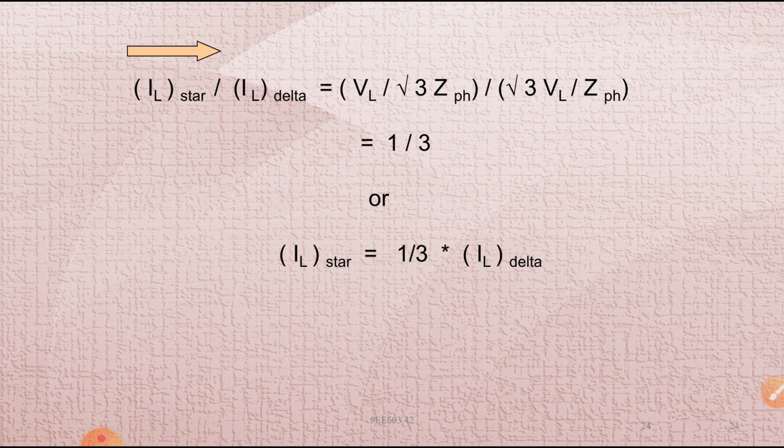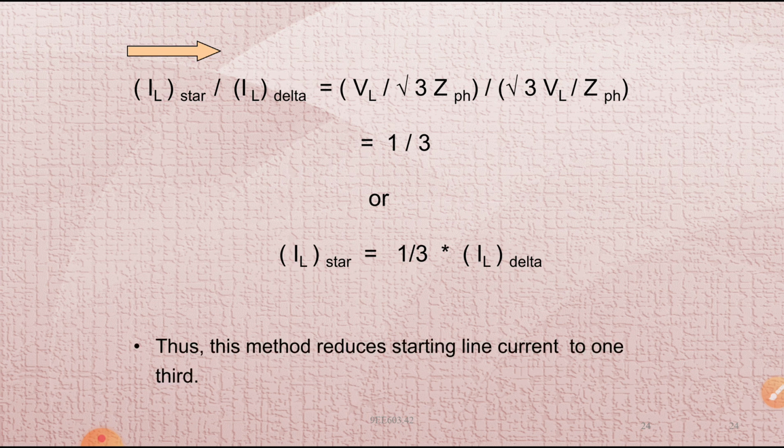Okay, now let us concentrate on the basic things, the IL by I delta connections. Here is how we are going to get the I3. You can see the currents I star and I delta. In I star we get VL by root 3 Z phase, whereas in I delta it is root 3 VL by Z phase. So we get 1 by root 3, or we can say I line star is equal to 1 by root 3 of I line delta. Thus this method reduces the starting line current to 1/3. So the voltage is reduced to 1 by root 3, but the current is reduced by 1/3. How? You can see here.